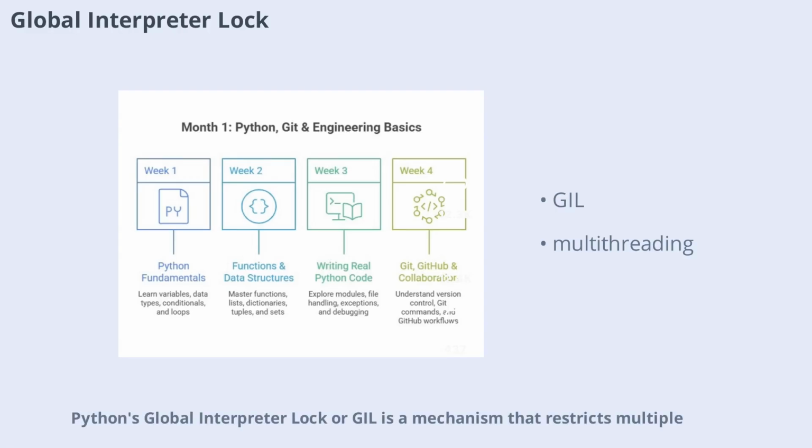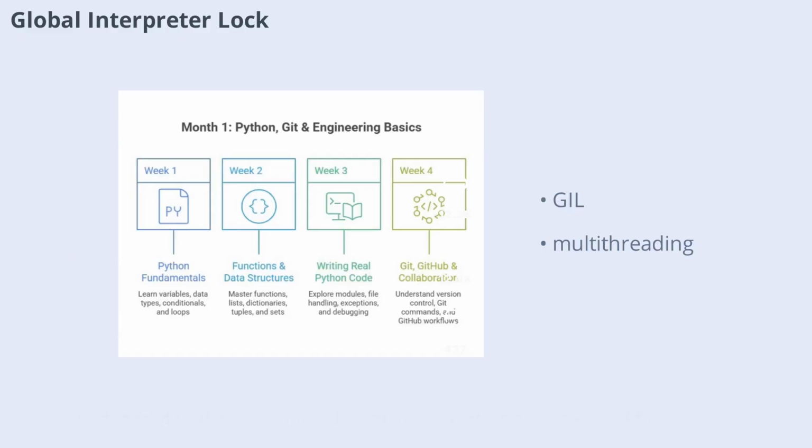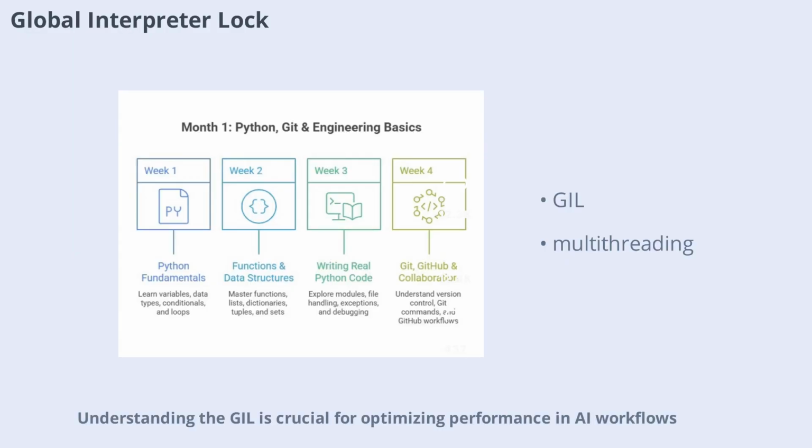Python's Global Interpreter Lock, or GIL, is a mechanism that restricts multiple native threads from executing Python bytecodes simultaneously. This means that even if you have a multi-core CPU, Python threads will only run on one core at a time for CPU-bound tasks. In AI data preprocessing, this can be a bottleneck, especially when heavy mathematical operations are involved. To overcome this, engineers often use the multiprocessing module or rely on libraries written in C++, such as NumPy and PyTorch, which bypass the GIL and allow true parallel processing. Understanding the GIL is crucial for optimizing performance in AI workflows.